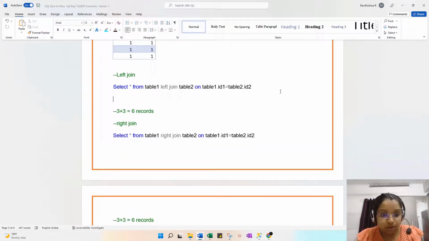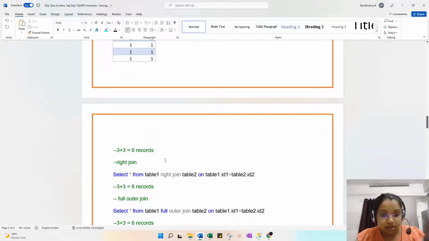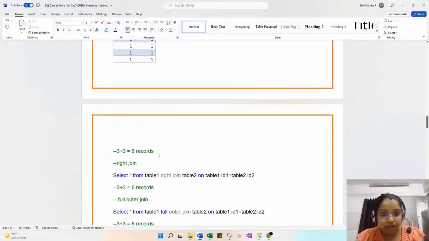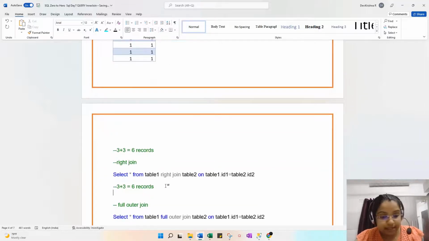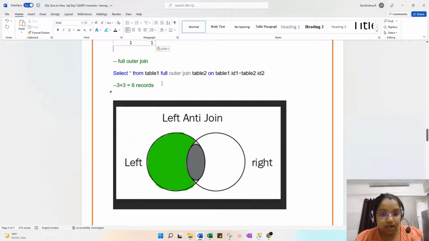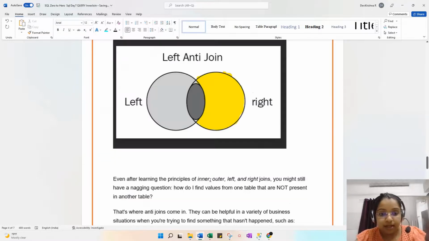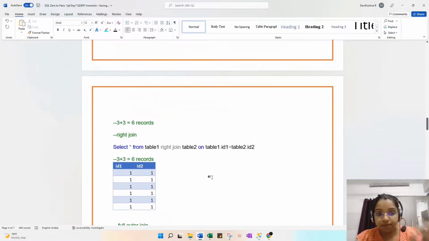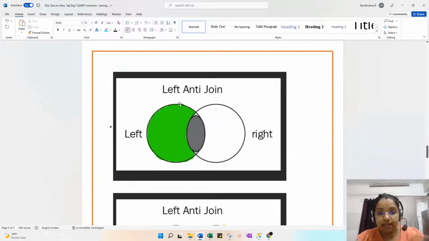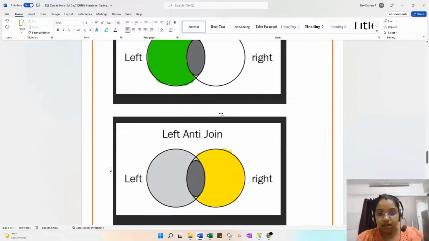I'm completing this document for you guys. So this is 6 records, the right join is also 6 records, and the full outer join is also 6 records. I hope you're clear.